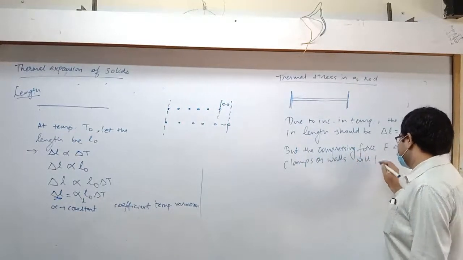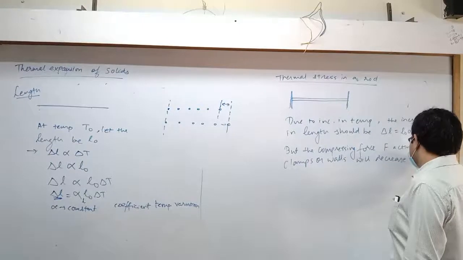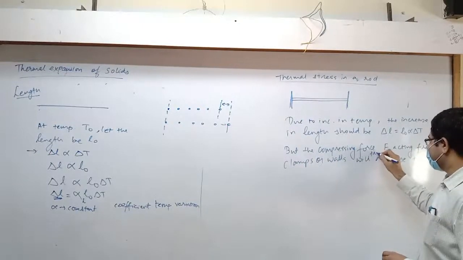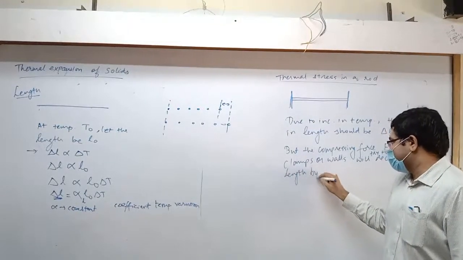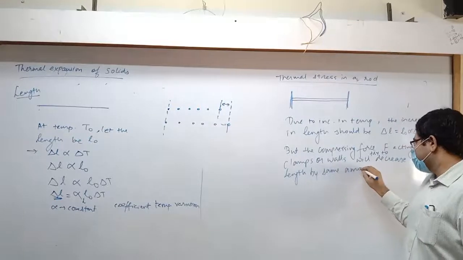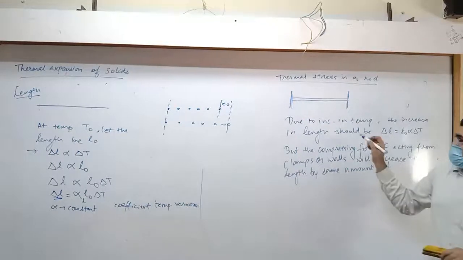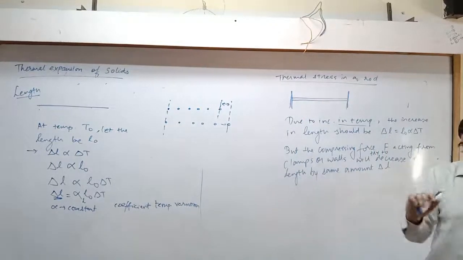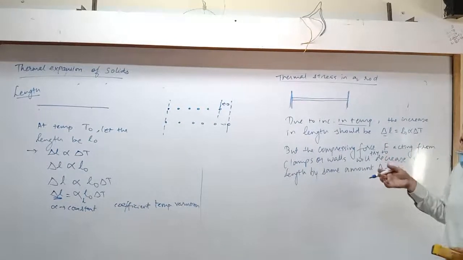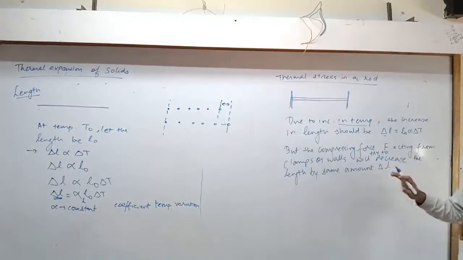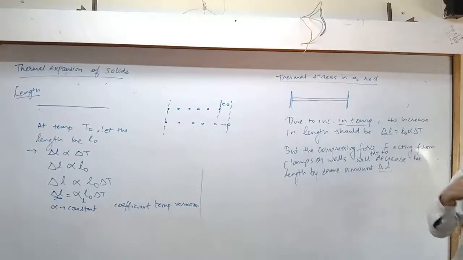will decrease, or will try to decrease the length by the same amount delta L. So what does this mean? Due to increase in temperature, the rod wants to grow by delta L. But the forces acting on two sides will not let it grow, and they will try to decrease that length. So ultimately the length will become the same. Same amount of increase and same amount of decrease, so they cancel each other.